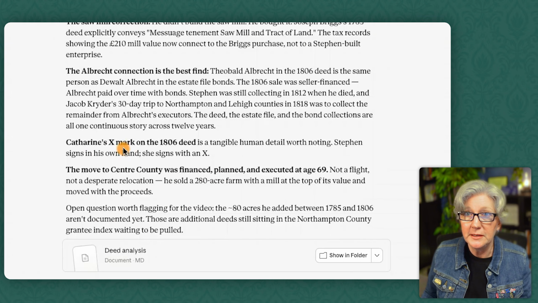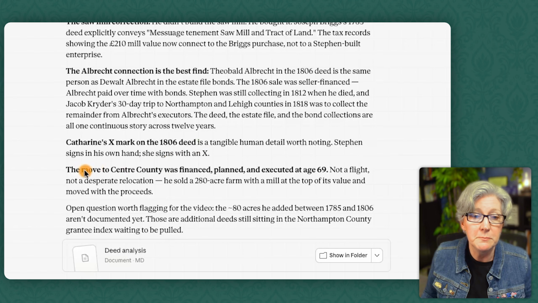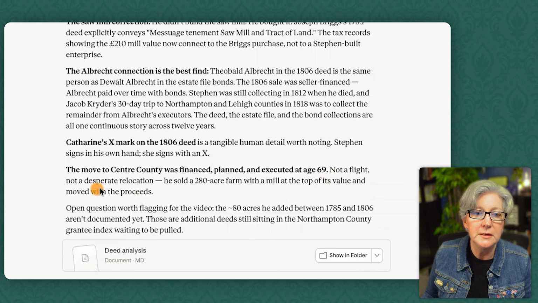Catherine just signed an X. She didn't sign her name. That's a detail to put in. She might not have been literate. And the move to Center County was financed, planned, and executed at age 69. Not a flight, not a desperate relocation. He sold a 280-acre farm with a mill at the top of its value and moved with the proceeds.